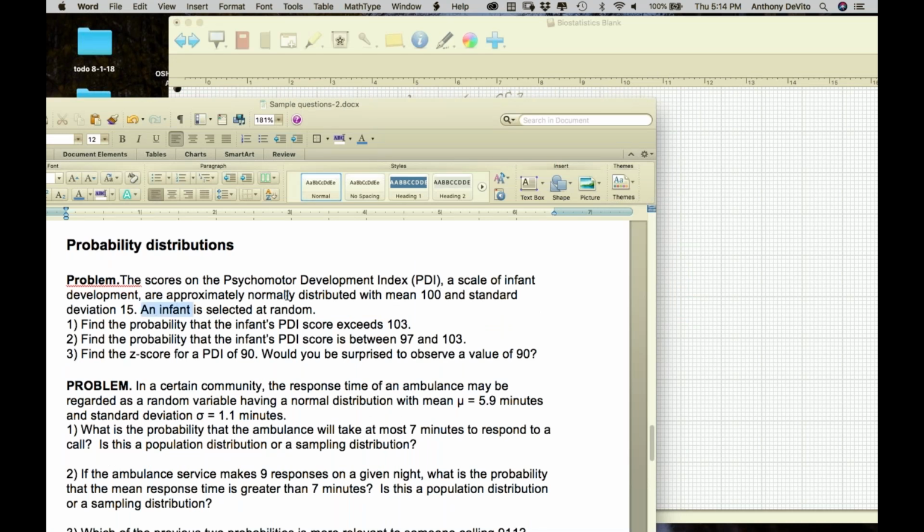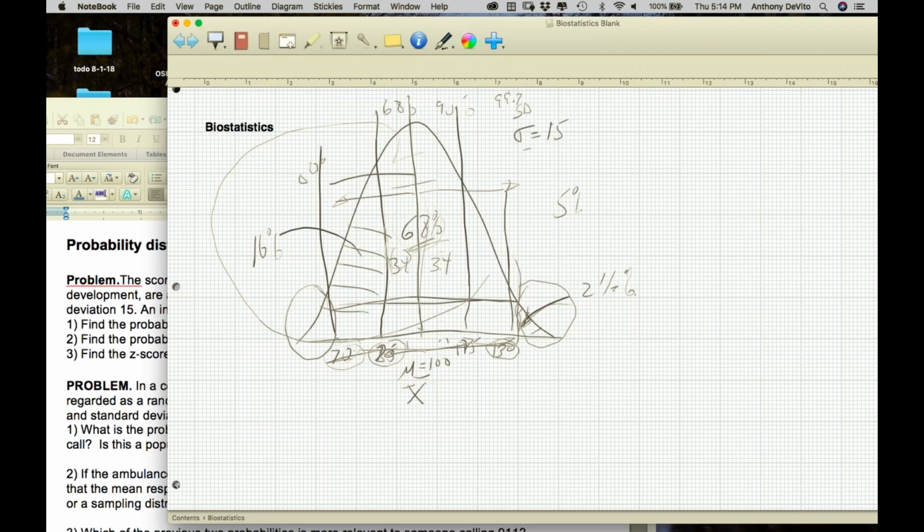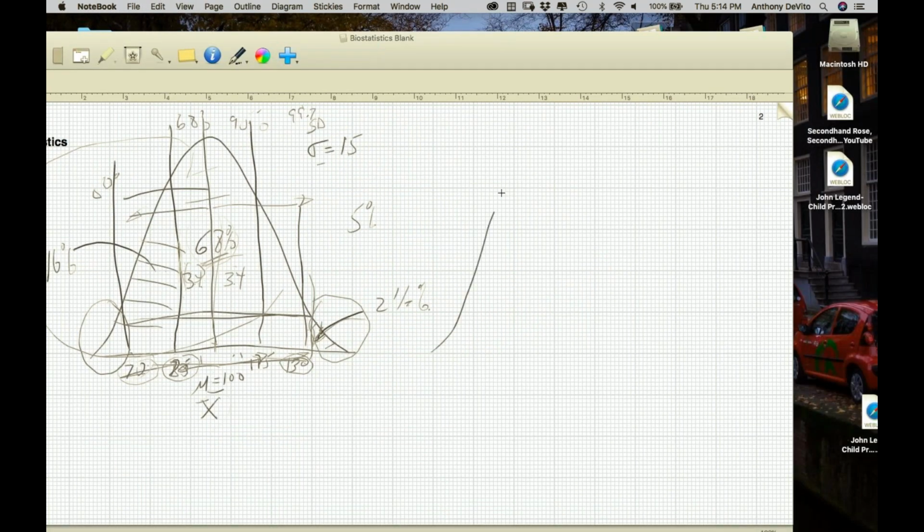What's the probability the score exceeds 103? Well, let's see what that's going to look like. That's going to look something like this. I'll get started fresh. 100, 103 is not very far above 100, okay? 103. So how many standard deviations above the mean is 103?